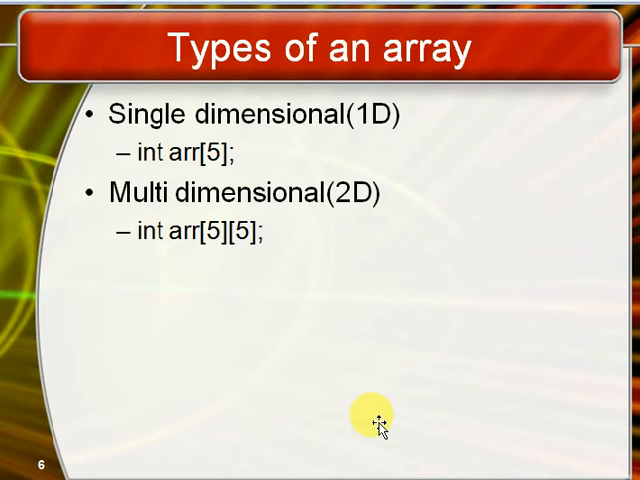Types of an array. Single dimension or 1D array. Then multi-dimension or multi-dimensional array. Commonly used multi-dimensional arrays are 2D arrays.